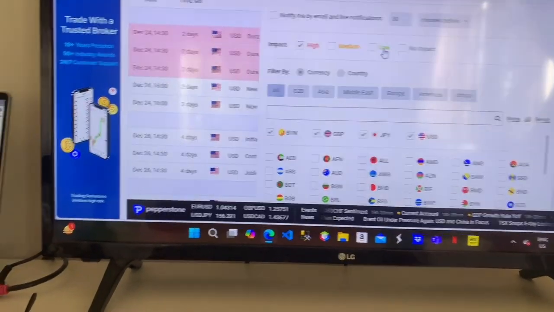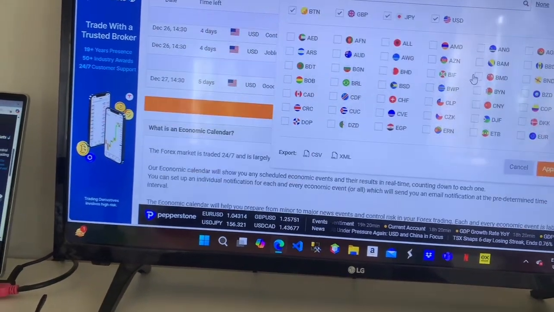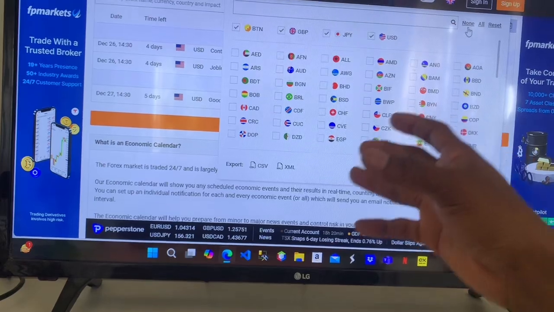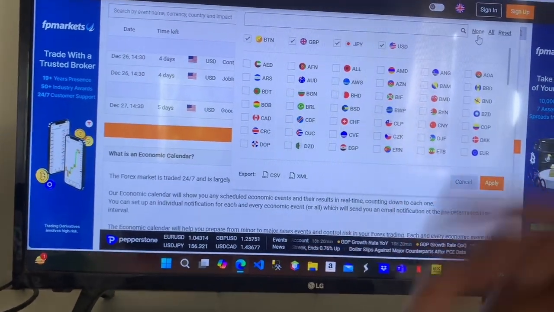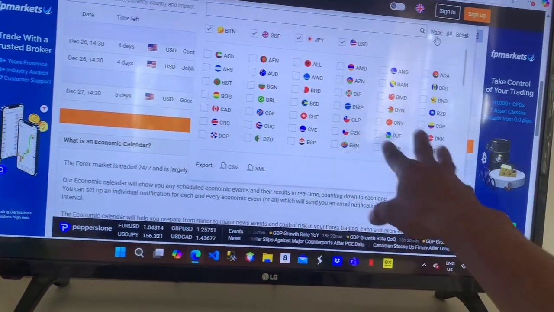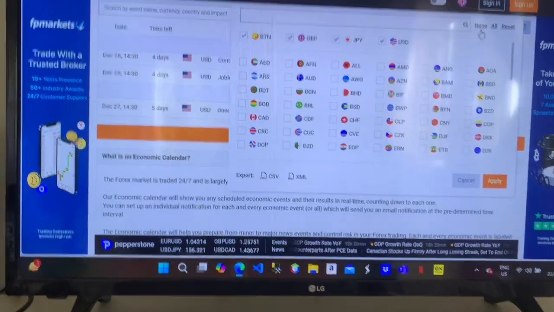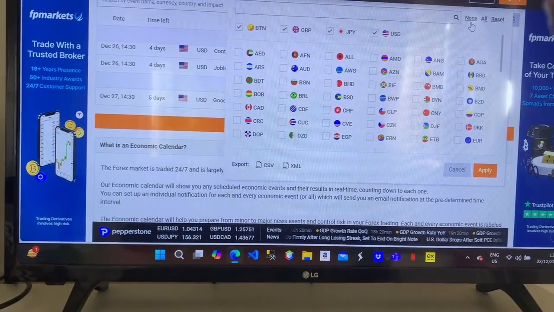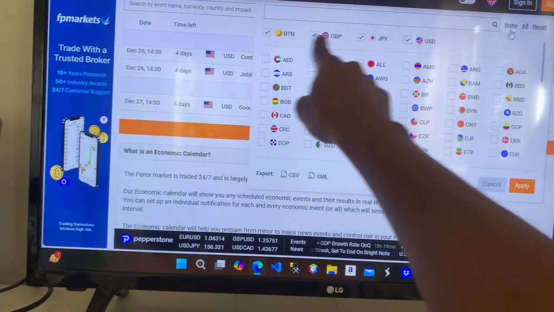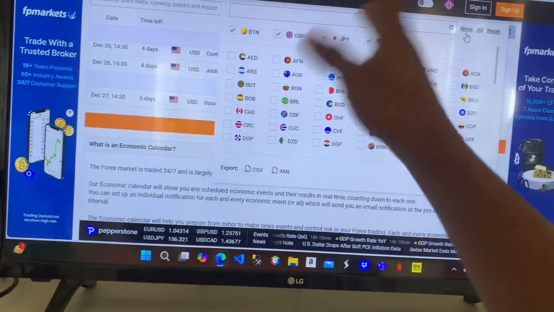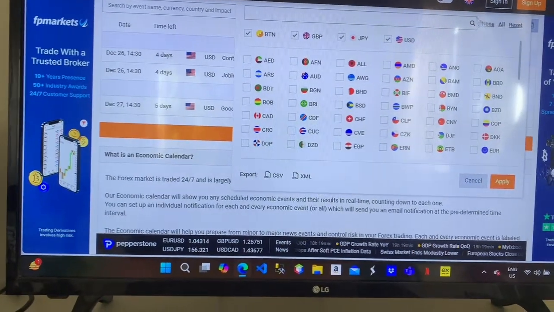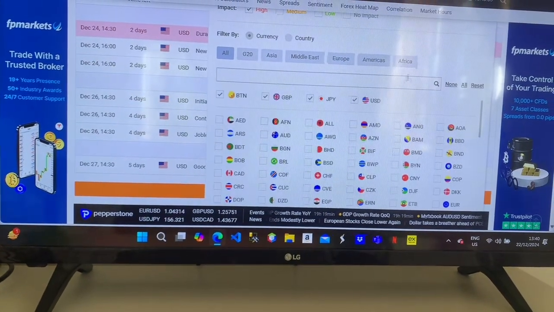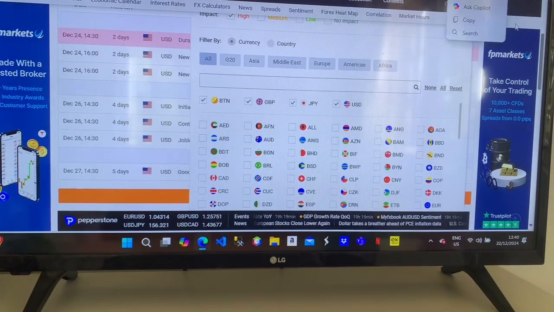Now, when it comes to pairs too, you should tick only the pairs you are trading. If not, by default, all the pairs are ticked, so there will be a lot of news. As you all can see, these are all currency pairs of countries. But because I only trade Japanese yen, British pounds, USD and gold, I only ticked these particular three. Don't mind me, this Bitcoin. I ticked it because sometimes I just want to see updates on Bitcoin, even though I haven't traded it.